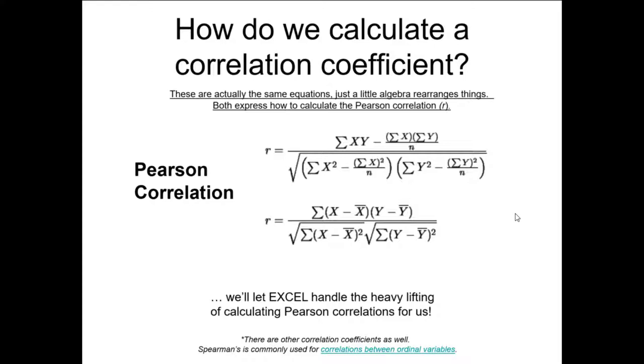You can generally assume when someone says they're reporting correlations, they mean they're reporting the Pearson correlation. The equations are presented here, but fortunately for us, we're not going to worry about how we hand calculate these correlations. We're going to let Excel do the heavy lifting for us. So without any further ado, let's hop over into setting up our example that we're going to solve in Excel.